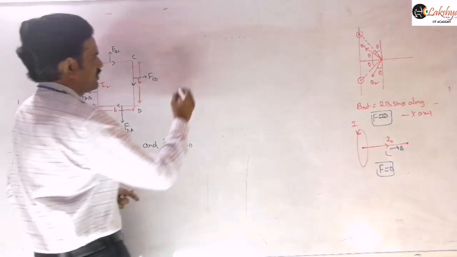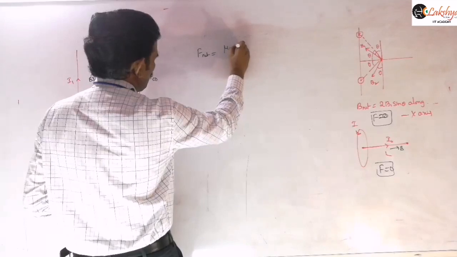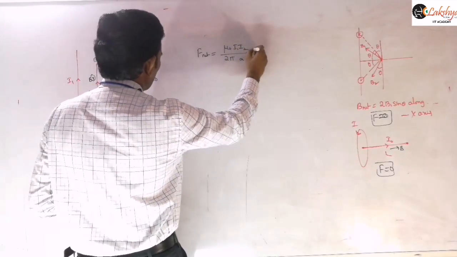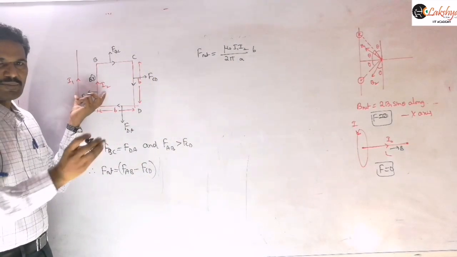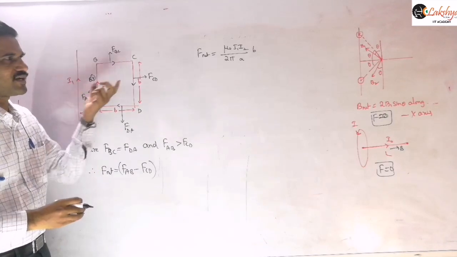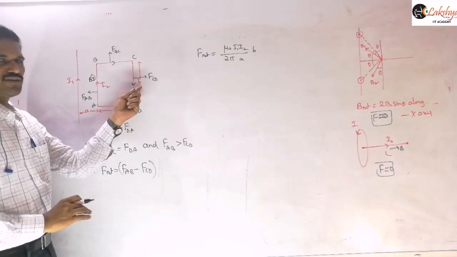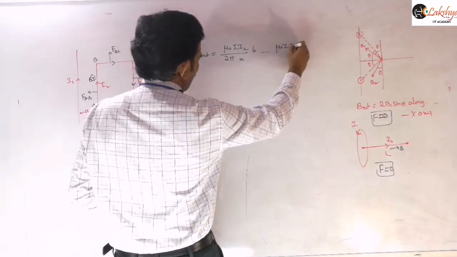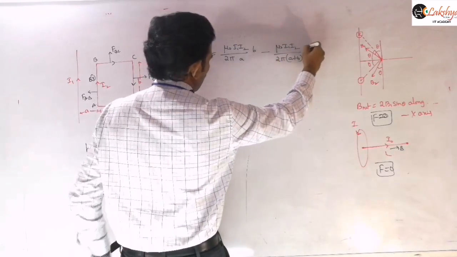Now you can substitute these two expressions easily. I can write this as mu naught I1 I2 by 2 pi A into B. These two wires are parallel wires, so I am writing the force between two parallel conductors directly. No need for any integration here. Next, similarly the force acting on this is also parallel, so it is mu naught I1 I2 by 2 pi into A plus B, into B.